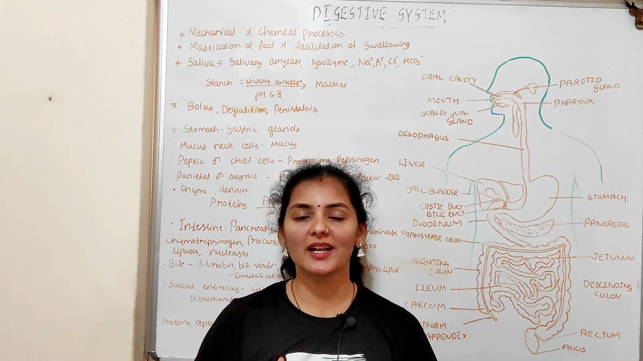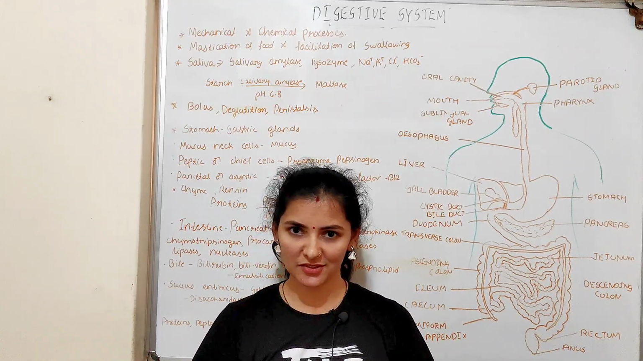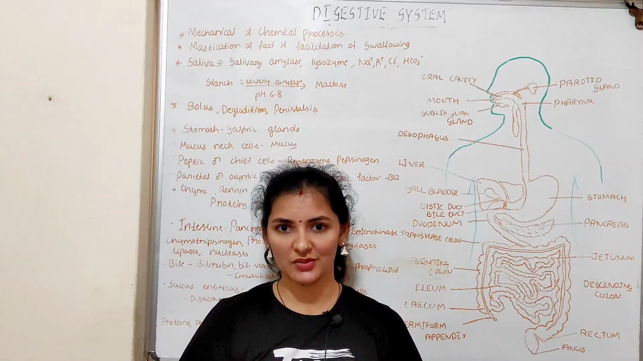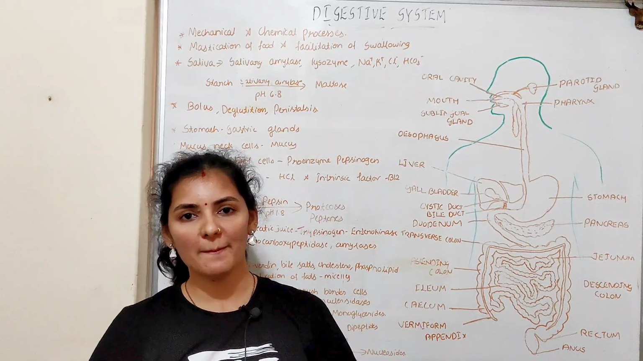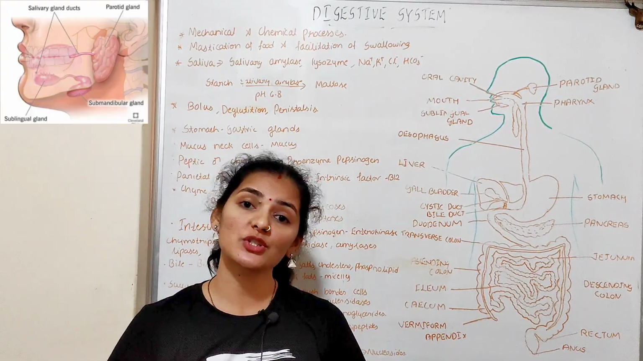We will talk about the digestive glands, or associated glands, of the human digestive system. There are mainly three types of digestive gland, that is salivary gland, liver and the pancreas. We'll discuss them one by one. First one is salivary gland.